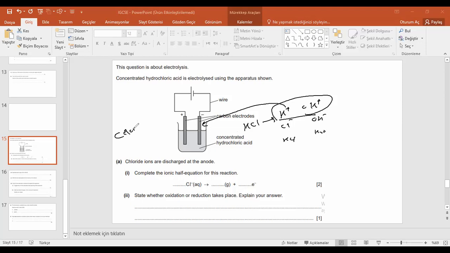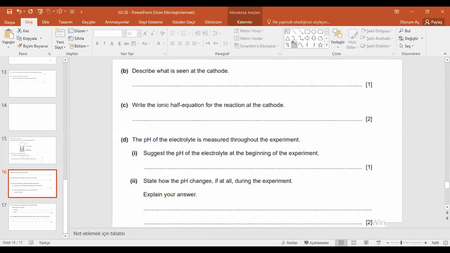So we're going to see a colorless gas being made, or we can say we see fizzing. This is the hydrogen gas. The next question: the reaction takes place here. So we know that 2H+ plus 2 electrons gives H2.